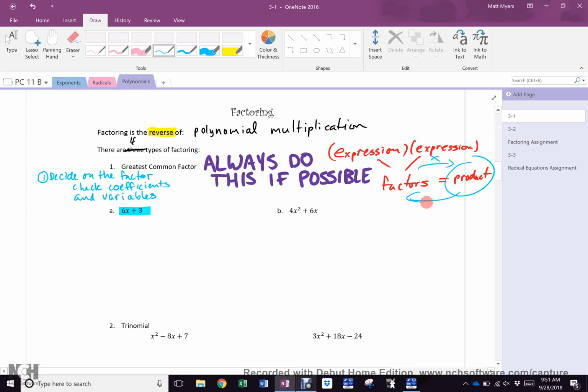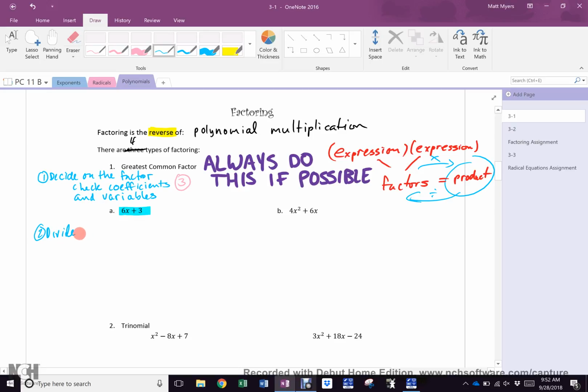Divide, if you are going back that way. So I need to think of the number that divides into 6x and 3. What is it? 3. No x, because only the first term has an x. So I've decided on the greatest common factor. It is 3 in this case. That is step 1.